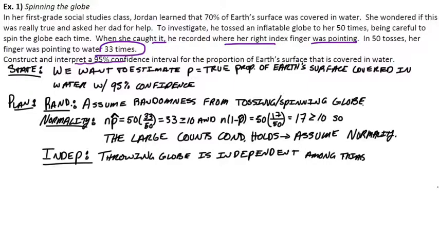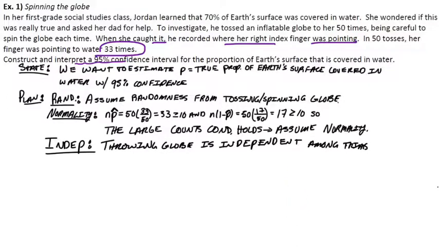All right, so the plan step is good. Random's good, normality's good, independence good. At this time I would say, so we're going to construct a 1 proportion z interval for p, which we already said was the true proportion of Earth's surface covered in water.